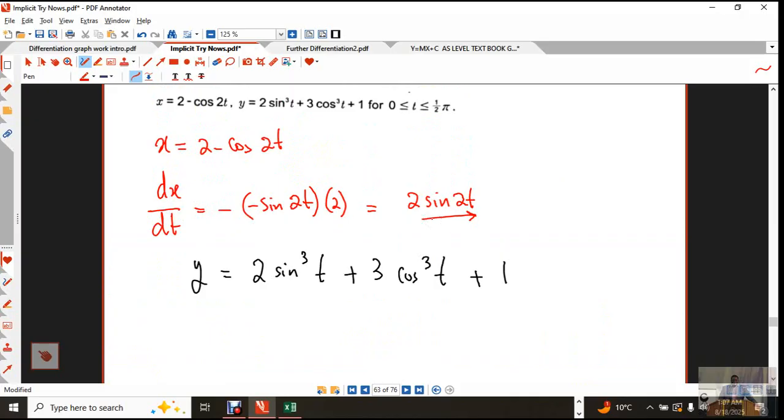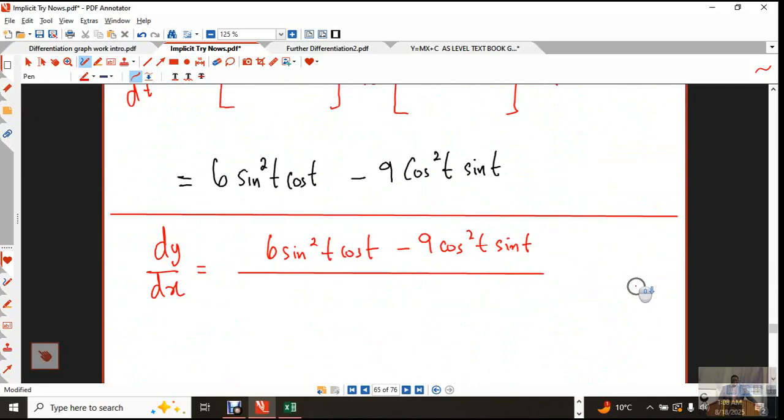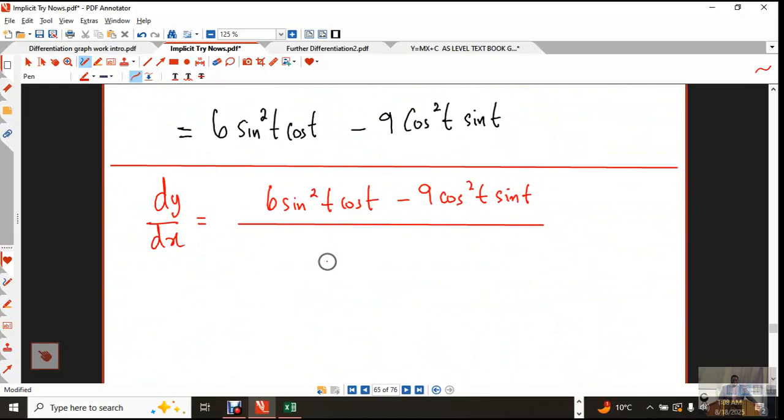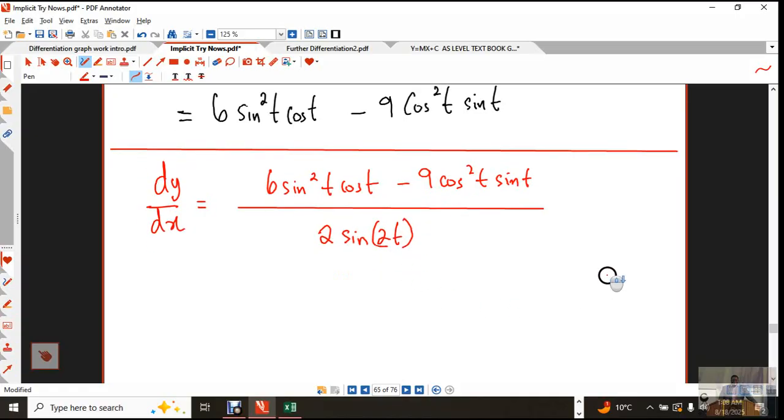So if this is dx/dt, then what this one essentially is, if you have to find dt/dx, is going to be 1 over 2 sine of 2t. This is what I'm going to bring down, 1 over 2 sine of 2t. Right, we're not totally done yet.